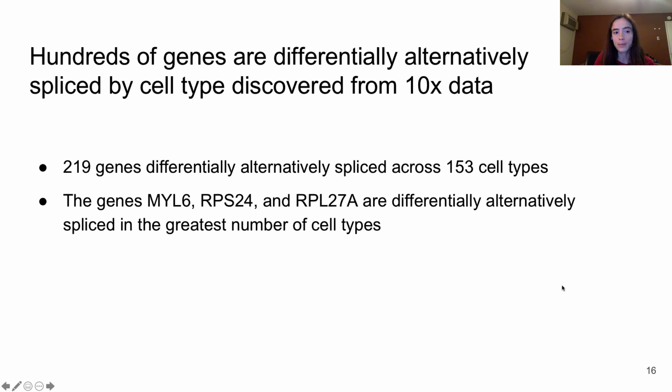This is just one example of the hundreds of genes that we found to be differentially alternatively spliced in this dataset. We found 219 genes to be differentially alternatively spliced across 153 cell types. The genes that were differentially alternatively spliced in the most cell types were MYL6, RPS24, and RPL27A.